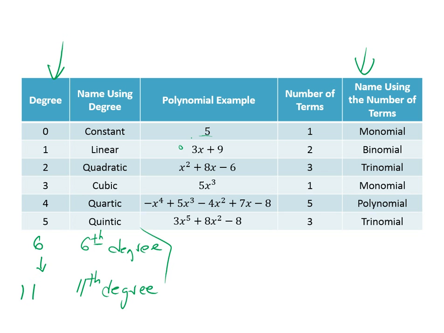Anything higher than 3 terms, so if there's 4, 5, 6, 7, 8, and so on, for those numbers of terms, you would just say a polynomial. So anything at 4 or higher, you would just say a polynomial. So if it's 1 term, it's a monomial. 2 terms is a binomial. 3 terms is a trinomial. So this is just categorizing it.